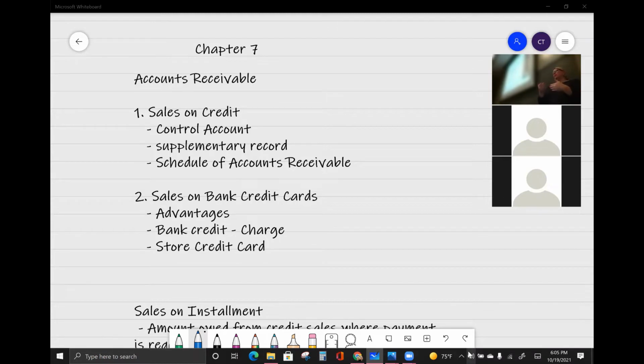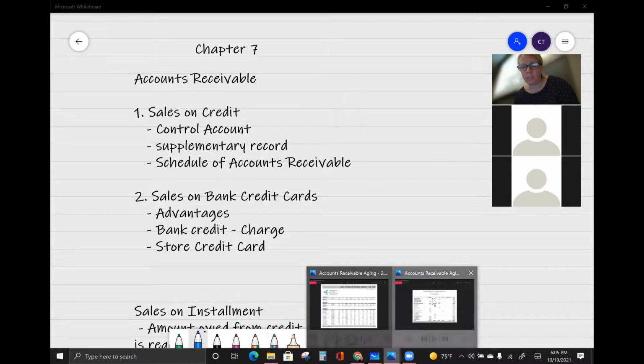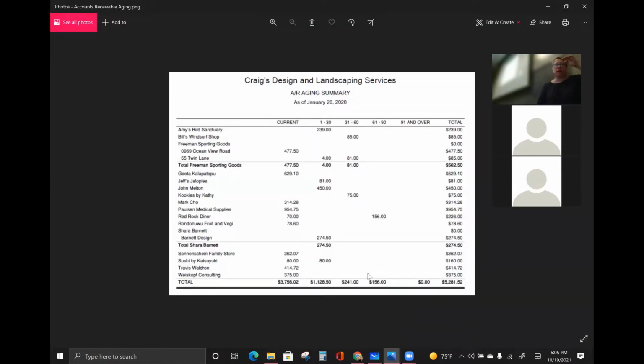But then you have a little sub of that account where you can list out on this report all of the invoices that are still open. So you'll have a list of what's open and how old it is. I wanted to show you an example of what that looks like. This is Craig's Design and Landscaping Services.